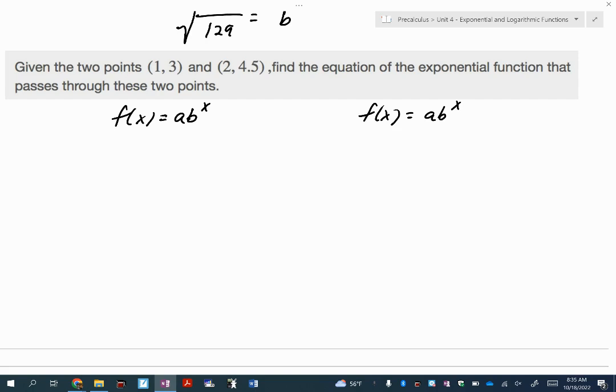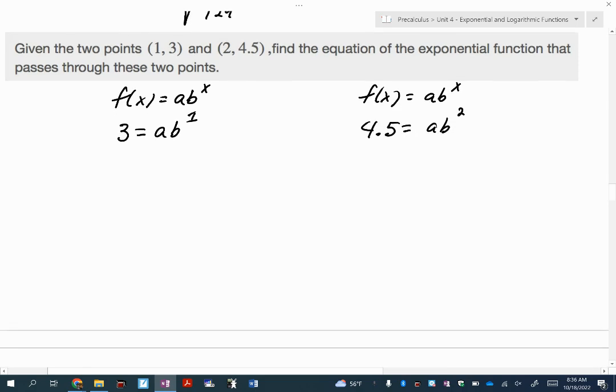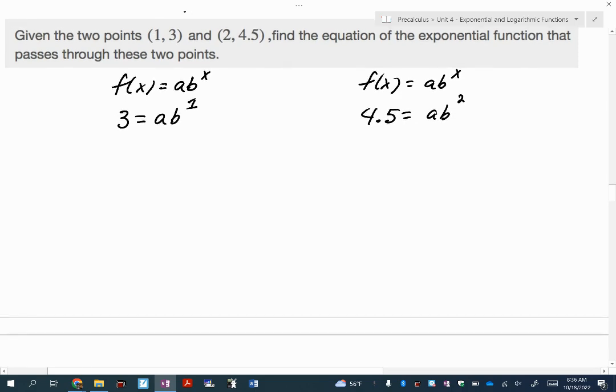Okay, so in this first one, when I plug in 1 to x, so f of 1 is 3, a b raised to the 1st power. Okay, in this one, when I plug in 2, so f of 2 is 4.5, a b raised to the 2nd power. This one here on the left is a little bit more straightforward because it does have b to the 1st power. So I'm going to say that my letter A is equal to 3 over b. All right, and it's okay if you chose the other way, if you wanted to say that b equals 3 over a.